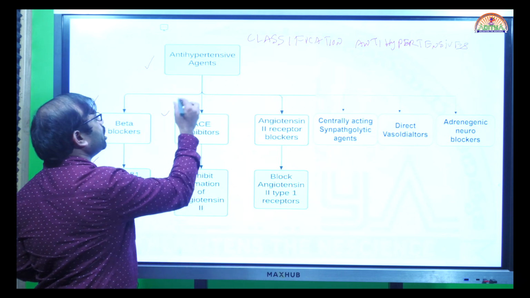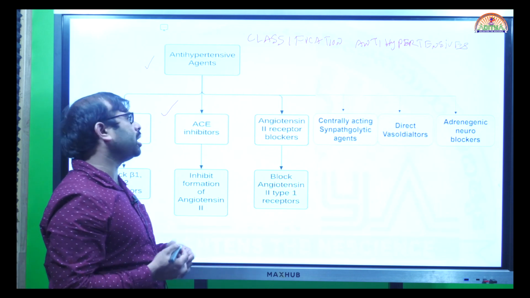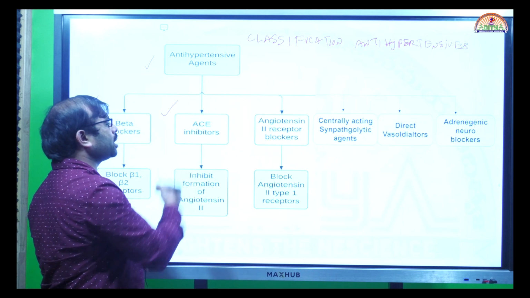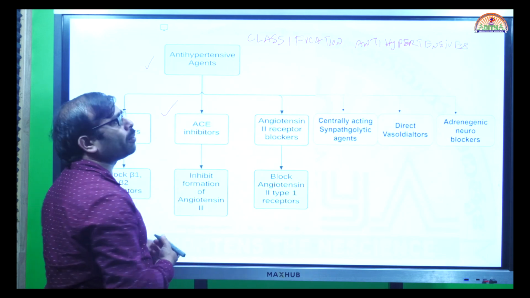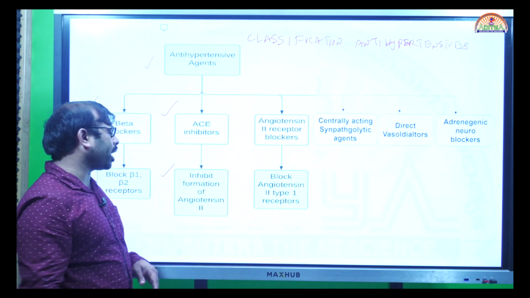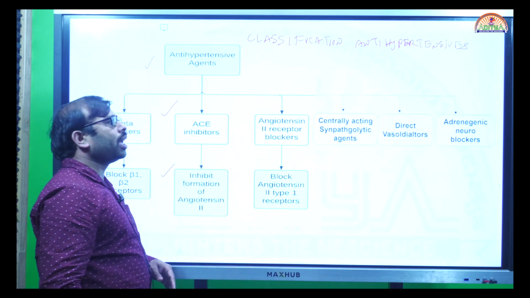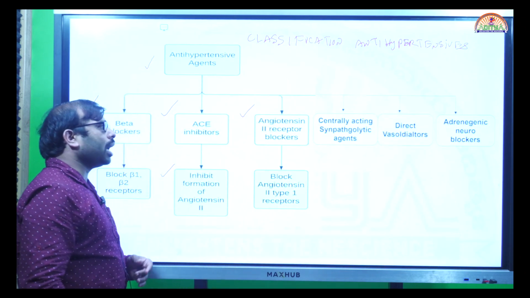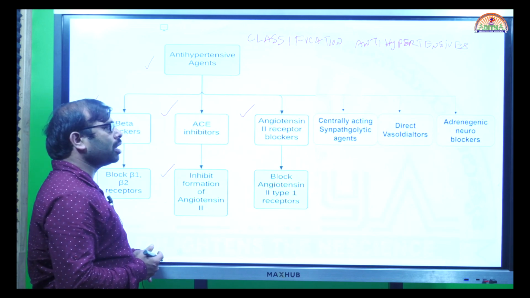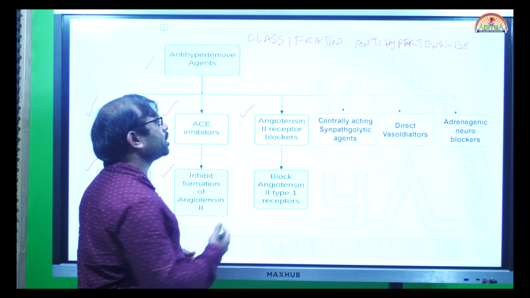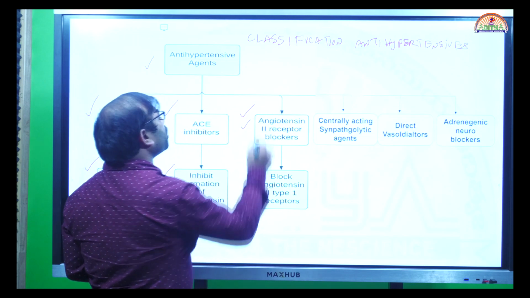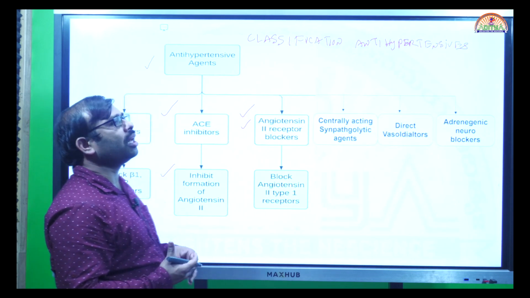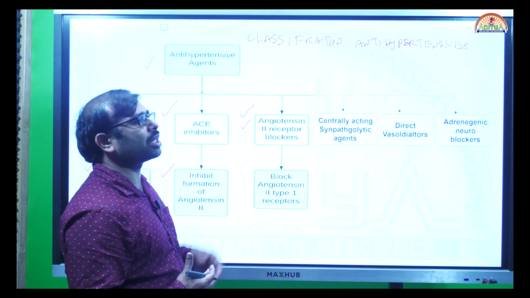Another class is the ACE inhibitors, angiotensin converting enzyme inhibitors. There is an important enzyme that plays a key role here; they inhibit this enzyme, and by inhibiting it they act as antihypertensive agents, inhibiting the formation of angiotensin 2. Another class is the angiotensin 2 receptor blockers, which block the angiotensin 2 receptors. It is also an important class, but no specific molecules are given under this classification.